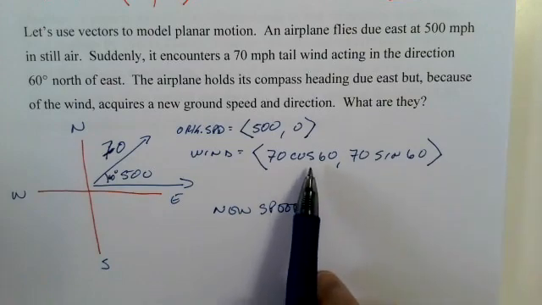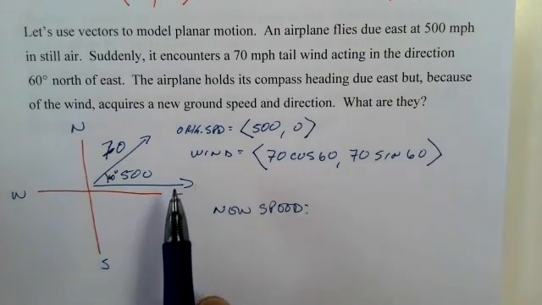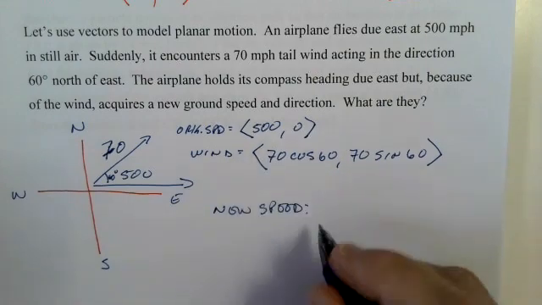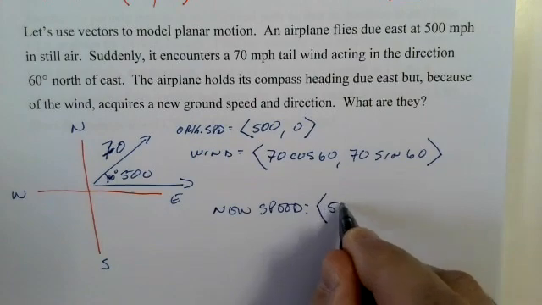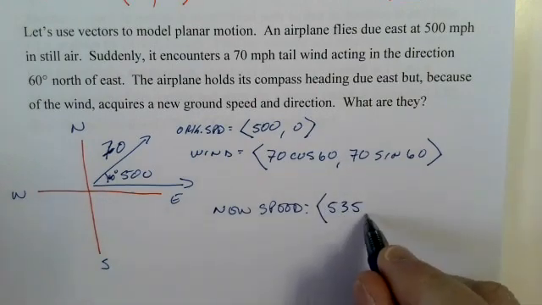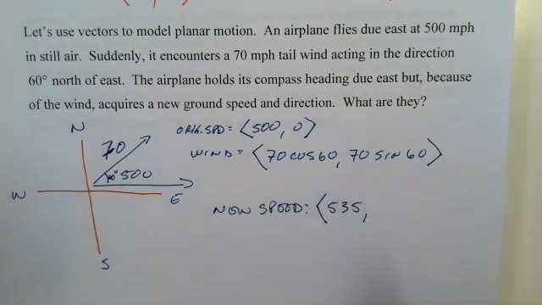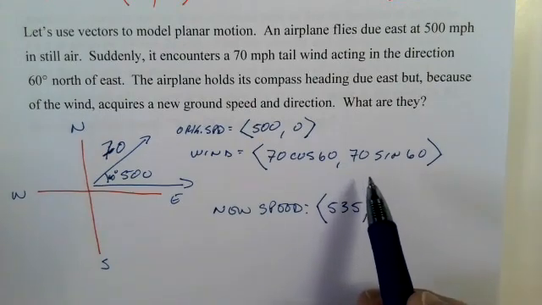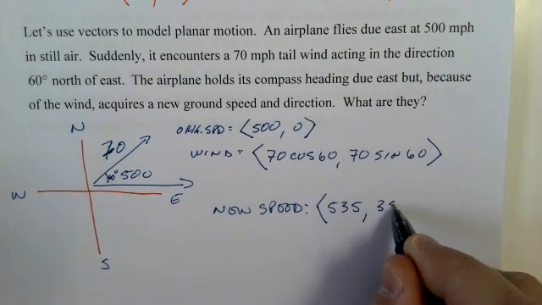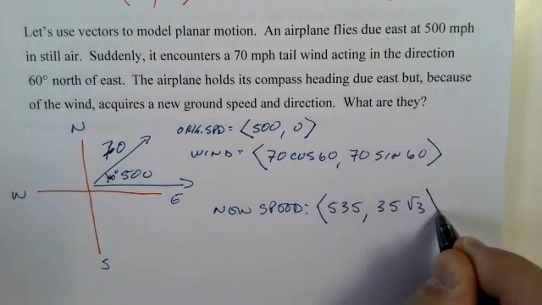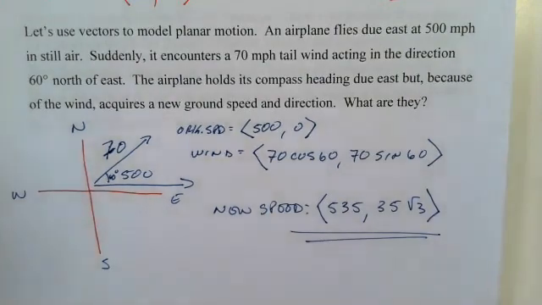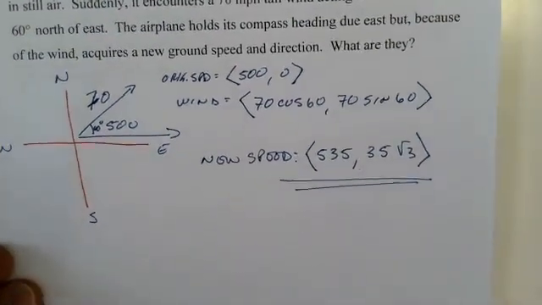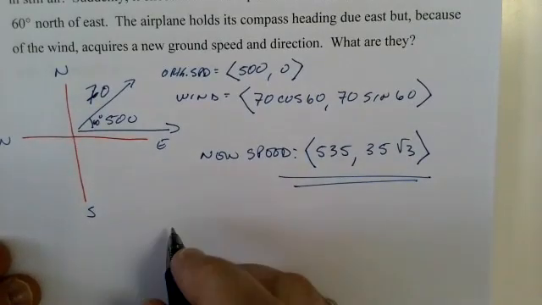Let's see, cosine of 60 is 1/2. 1/2 of 70 is 35, so 535 miles per hour. And 70 sine of 60, where sine of 60 is root 3 over 2, is 35 root 3, plus 0. So there's our new vector, which is completely useless to an airline pilot who wants to know how fast they're actually going and in what direction they've been pushed.